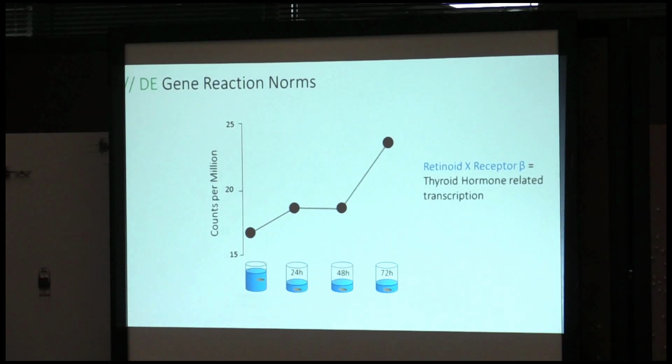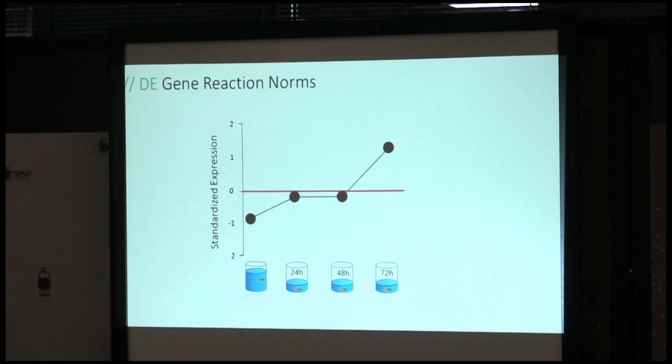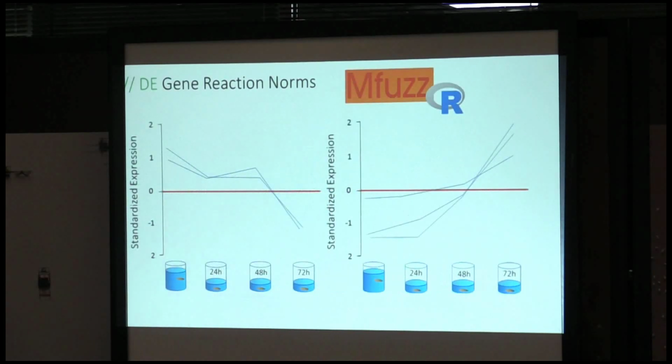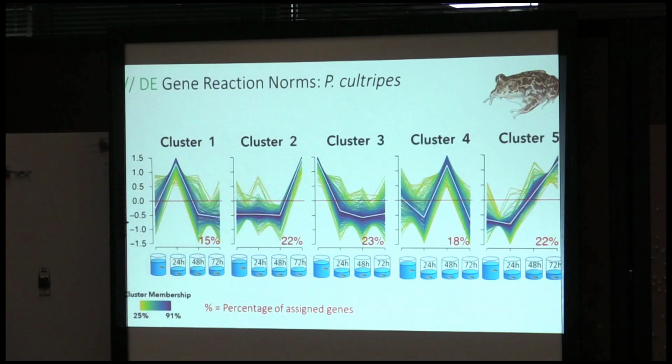And what we want to do is compare that to all the other genes. So the first step is to normalize that, so that across the different treatments, each gene has a mean expression of 0 with a standard deviation of 1. And then we do that for all of them, so for all 1,200 differentially expressed genes. Then the next step is to pull them out. So we use this R package called mFuzz to create clusters of genes that have the same or similar reaction norms. So what we're left with is groups of genes that are behaving in a similar way when you expose them to this environmental stimulus.